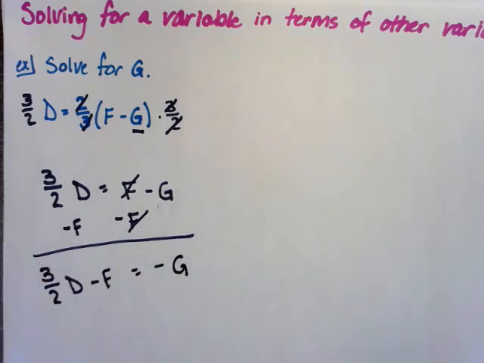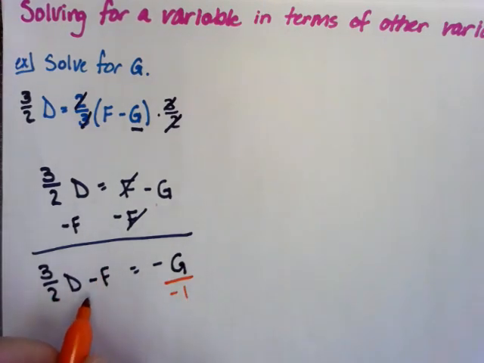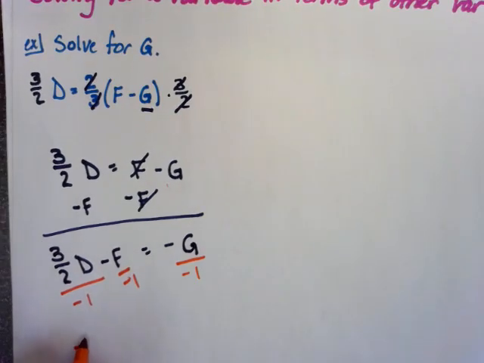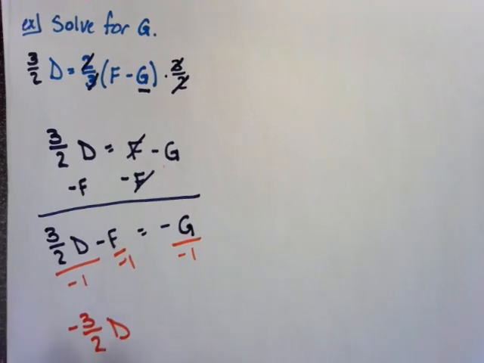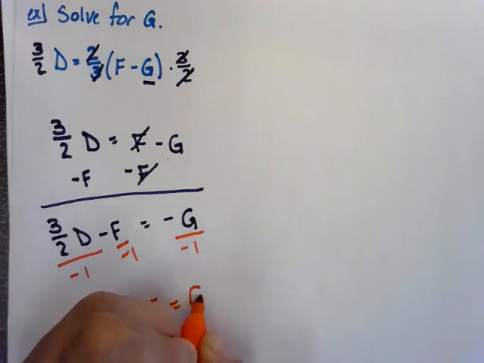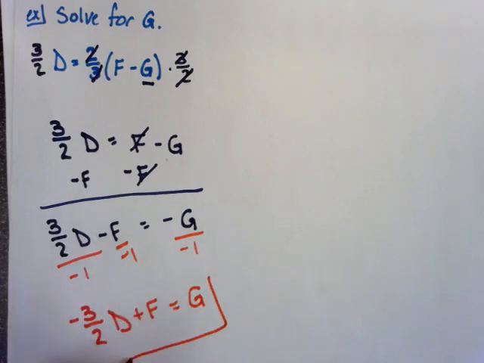Don't lose your negative. Okay, now since I have a negative, I know I can get rid of it by dividing everything by a -1, which is going to just change everything's sign. So I'm going to divide by a -1, and I'm going to divide by a -1. So what I'm really going to have is negative 3/2 d plus f equals plain old g. Okay? So that's one way of writing it.